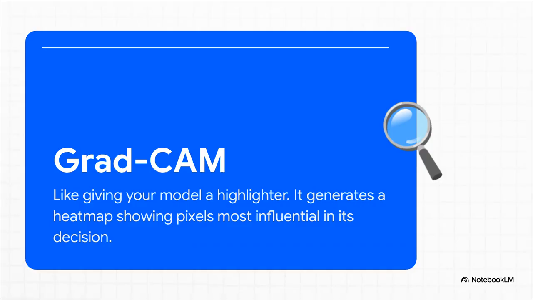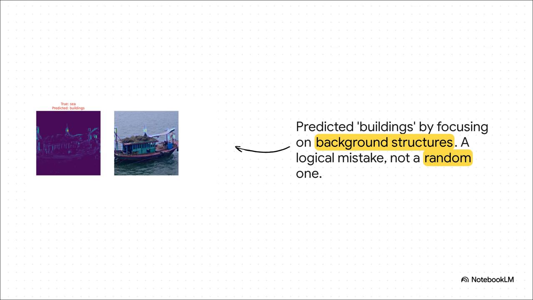The best way to describe it is, it's like giving your model a highlighter. It creates a heat map over an image to show you exactly which pixels it was looking at to make its decision. This isn't just a cool-looking visual, it's an absolutely critical tool for debugging your model and for building trust in it. Here's the perfect example of its power.